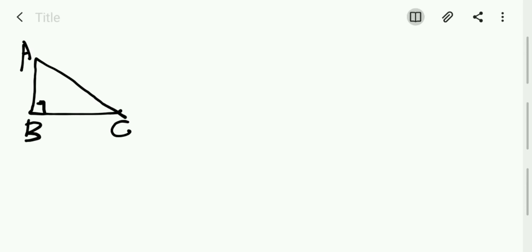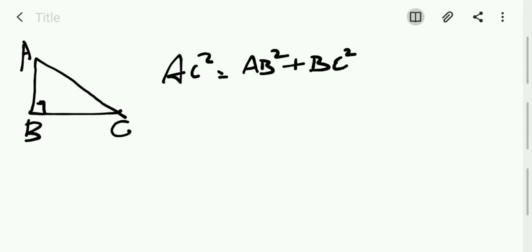Now consider a right angle triangle. We shall name it A, B and C. Now in this right angle triangle, according to the Pythagoras theorem, what can we write, guys? The Pythagoras theorem states AC square is equal to AB square plus BC square. Correct? So this is what the Pythagoras theorem states. I will name this equation 1.